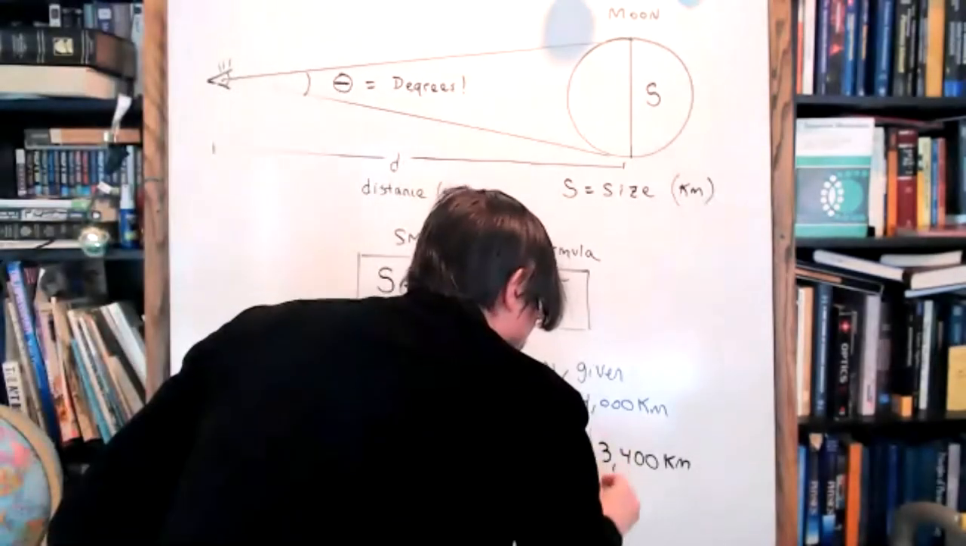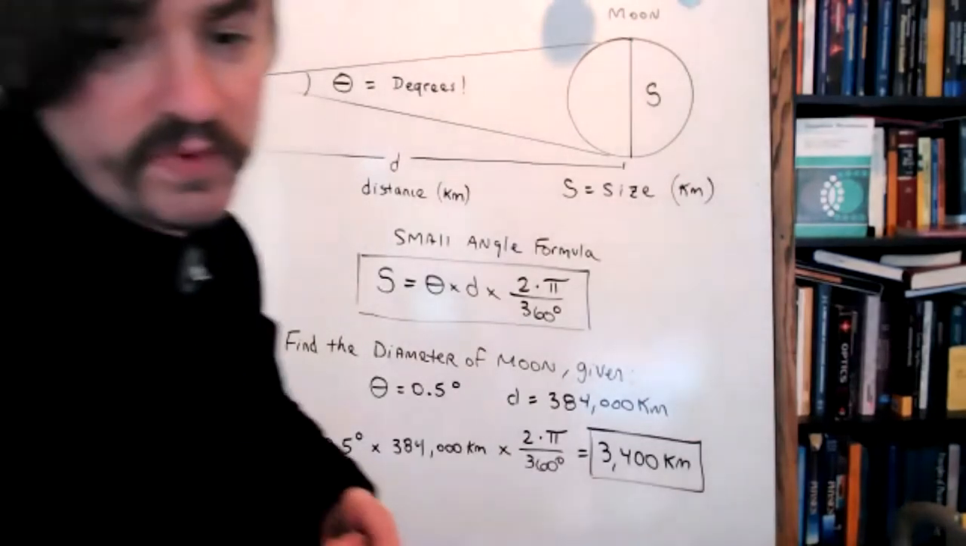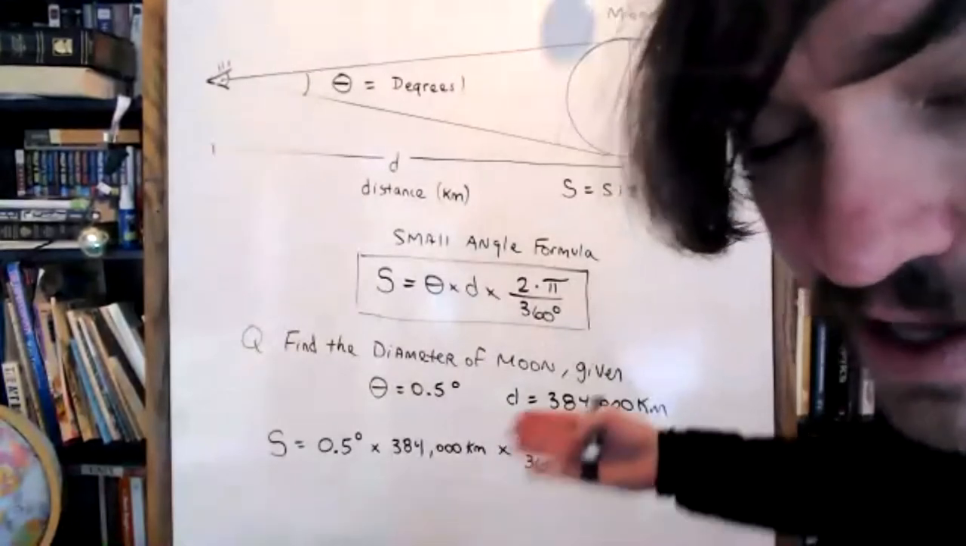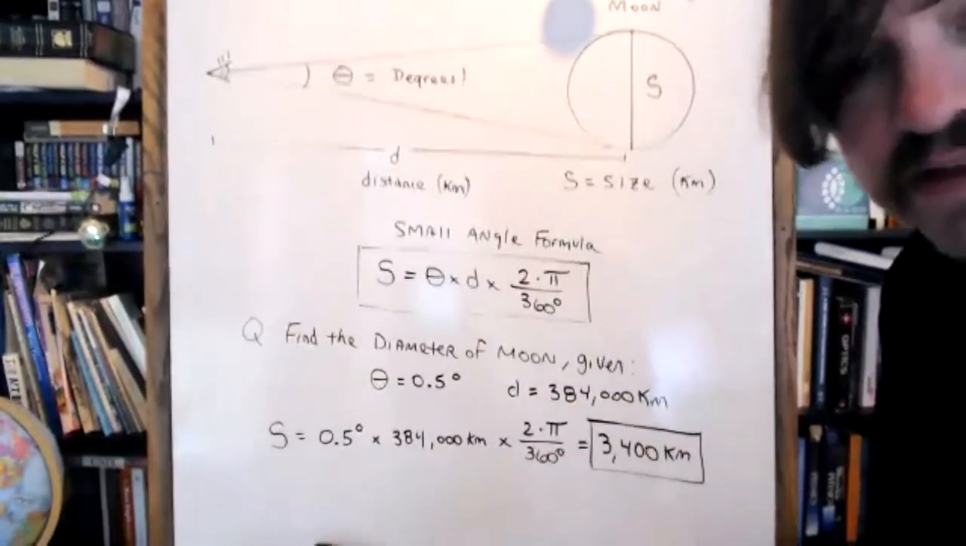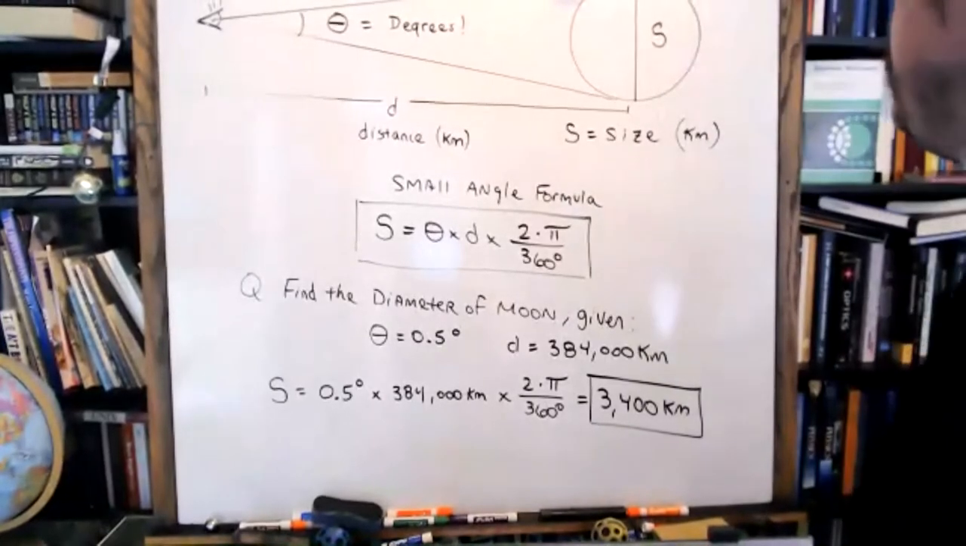And then we put a box around it because that's a classy move. This is how we roll. We get an answer, we round it to something tasteful and honest, and we put our units on it. So nicely done, Jenna.